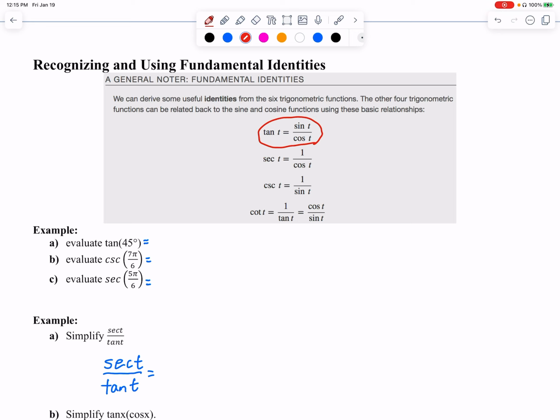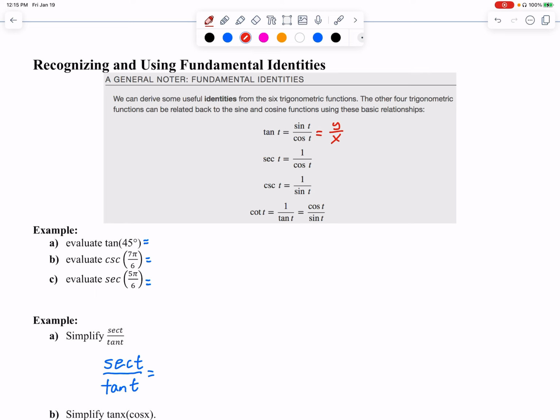There are some restrictions here. I can't let cosine be 0, right? Because if cosine's 0, it's undefined. But outside of that, I can plug in whatever I want. This also makes sense to me for tangent because sine is typically defined as y, and cosine is defined as x, which gives me my tangent ratio that we discussed in the previous video.